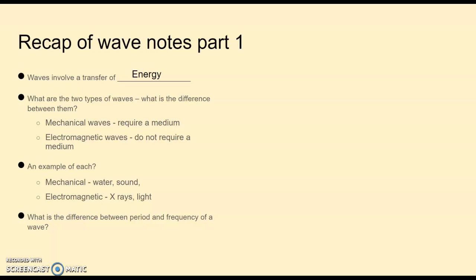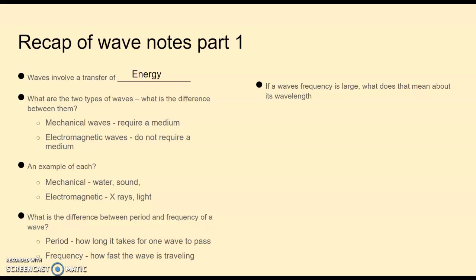We learned these words called a period and a frequency. We need to remember that a period is how long it takes for one wave to pass, so a period of time. And a frequency is how fast the wave is traveling. If a wave frequency is large, what does that mean about its wavelength? So remember, if I have a large frequency, that means that wave is passing by really quickly. The wavelength would have to be small. Remember that these two words are opposite. The larger the frequency, smaller the wavelength, and vice versa.